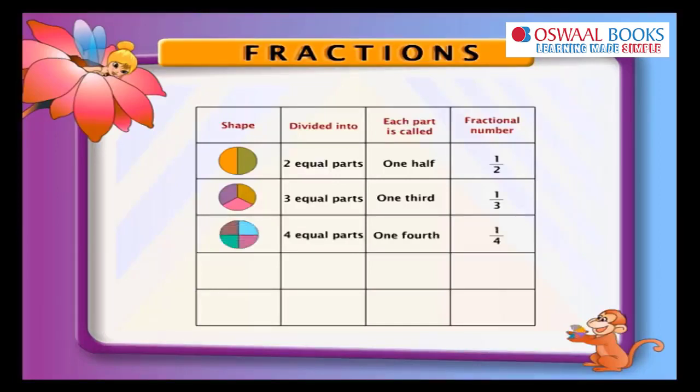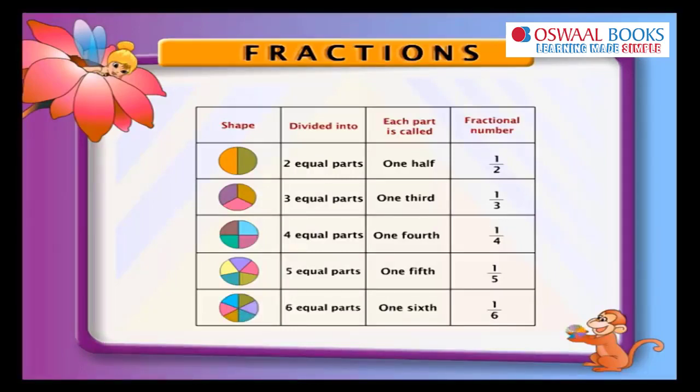This circle is divided into 4 equal parts. It is written as 1/4 or 1 by 4. This circle is divided into 5 equal parts. It is written as 1/5 or 1 by 5. This circle is divided into 6 equal parts.